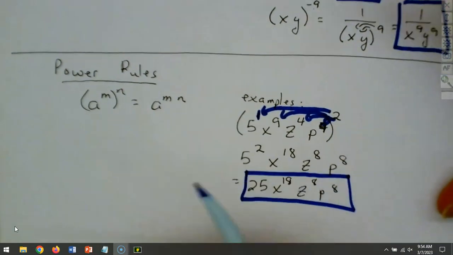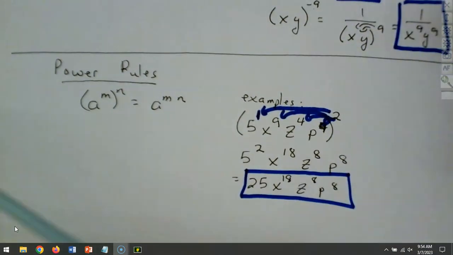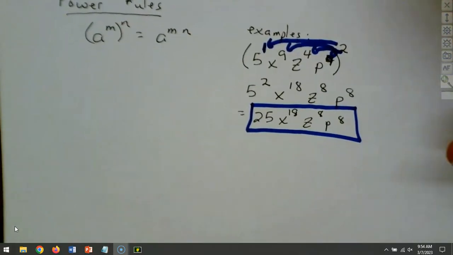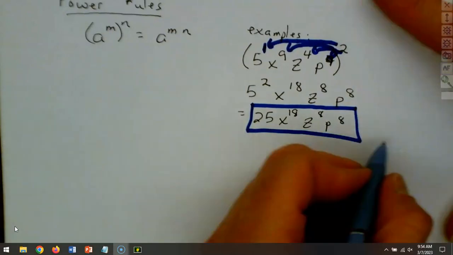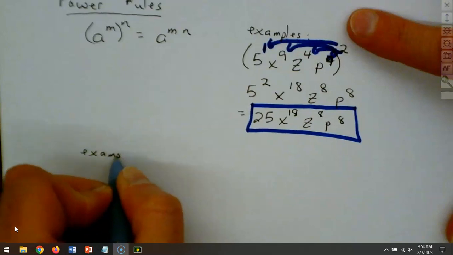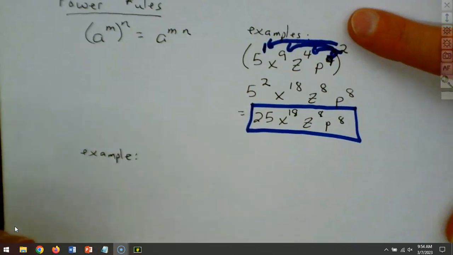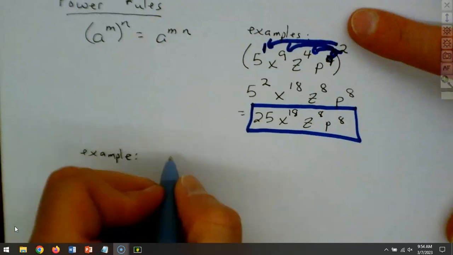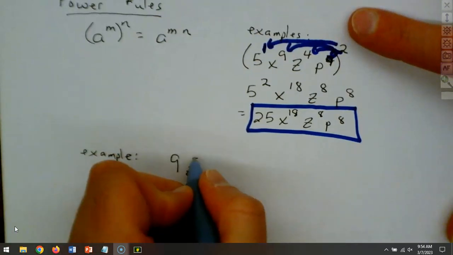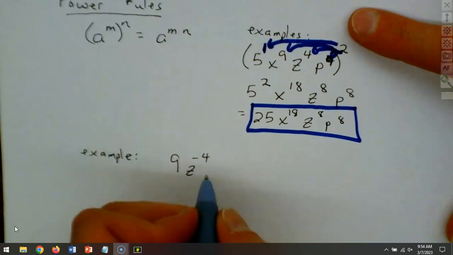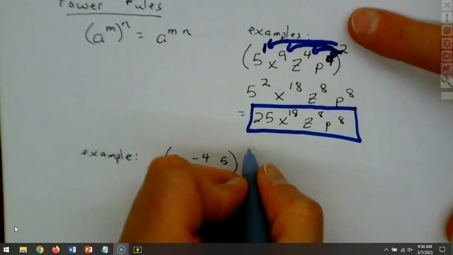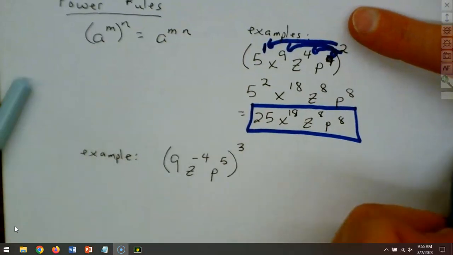Let's try another one just to make sure that we see how the rules work. So let's do another example. How about we have 9 z to the minus 4th power, p to the 5th power, quantity cubed.